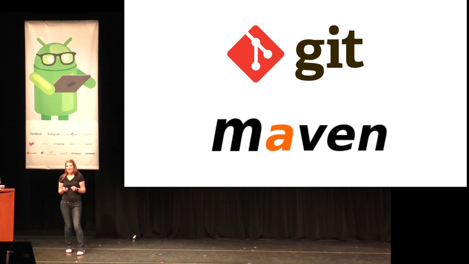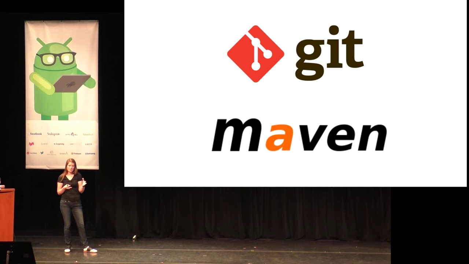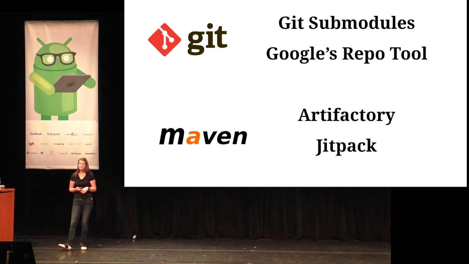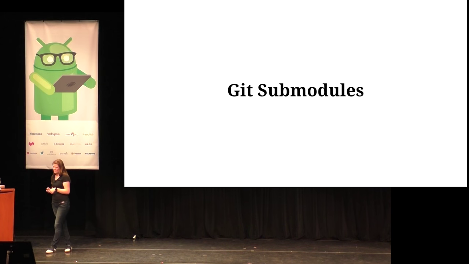So the main groups of my solutions fall into: there's one that's Git-based and there's one that's Maven-based. Git-based solutions will allow you to have access to your source code, and Maven-based solutions will give you a precompiled jar or AAR file. So there's sort of like two different camps. Then I will be talking about two different genres within these camps. So in Git, I will talk about Git submodules and Google's repo tool. And for the Maven solutions, I'll be talking about Artifactory and Jitpack. All right, so we're off. Here we go, Git submodules.